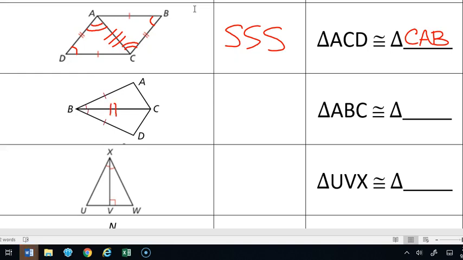Here again, we're going to mark the shared side. So hopefully you guys can see that this is side, angle, side. And once again, when I move around the triangle, it says ABC. So we're going across the 1 tick side to the 1 arc to the 2 tick side. So that's what we're going to do with the other one. So this should be DBC.